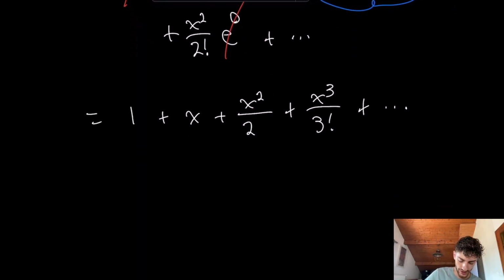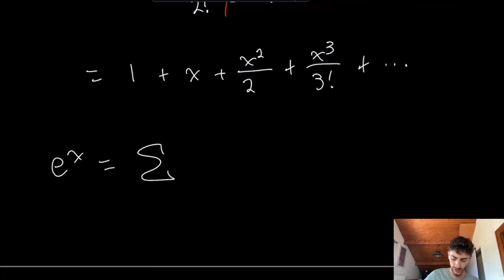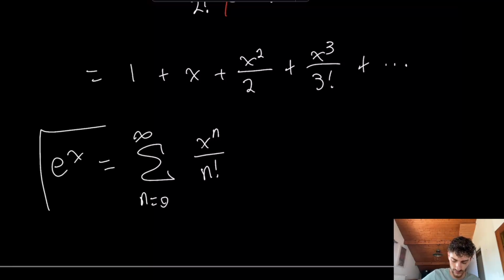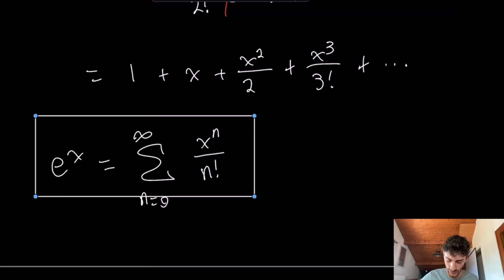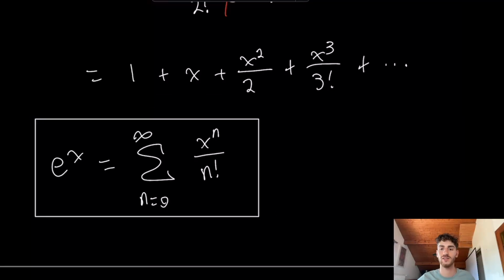Then you can see here that if we see the pattern, we can write this out nicely with summation notation. This is just x to the power of n over n factorial summed from n equals 0 to infinity. So that's e to the x. This is another way that you can write e to the power of x. You can approximate it, so that's really nice.